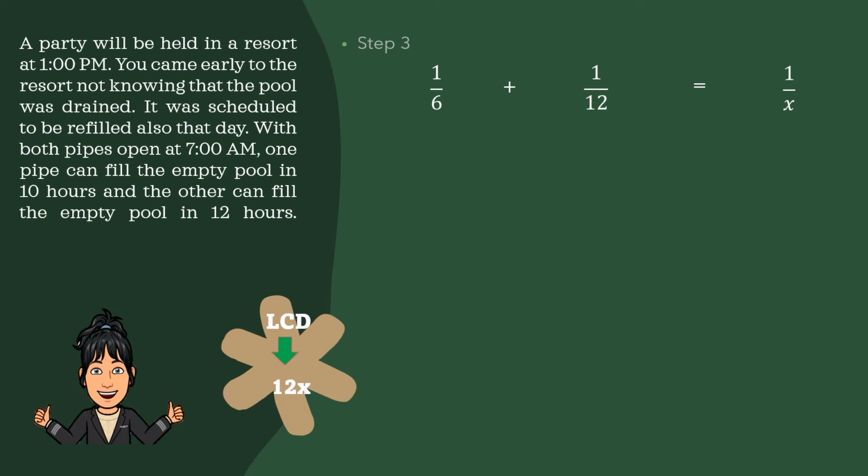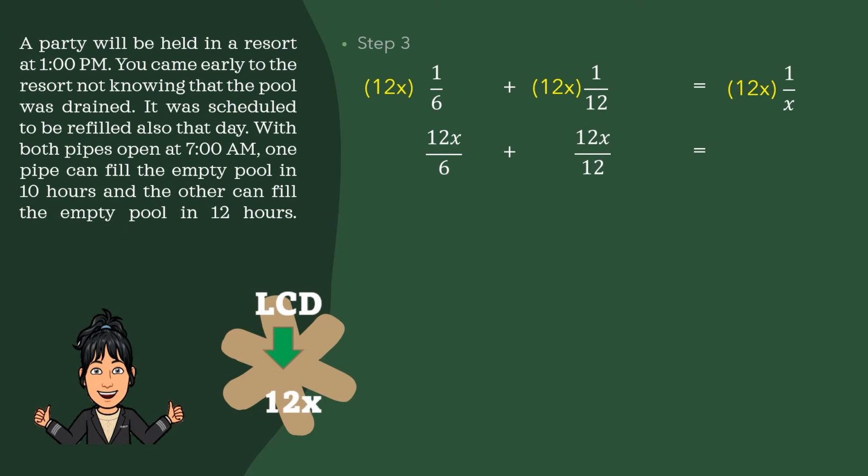Applying the concept of addition of rational algebraic expression, we're going to find the LCD of 6, 12, and x, and that is 12x. Multiplying both sides of the equation by 12x, so we have 12x times 1 over 6 is 12x over 6 plus 12x times 1 over 12 is 12x over 12, and 12x times 1 over x is 12x over x.